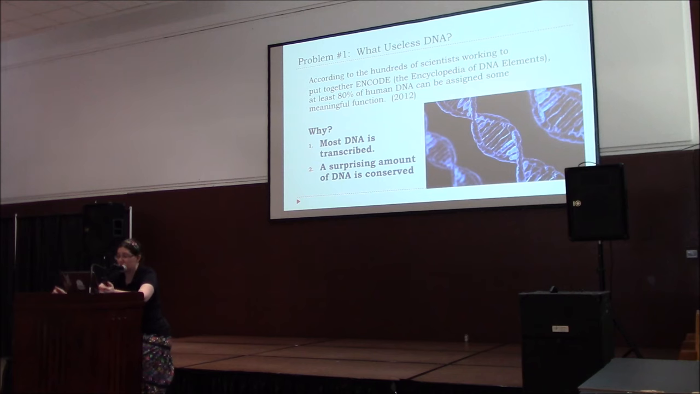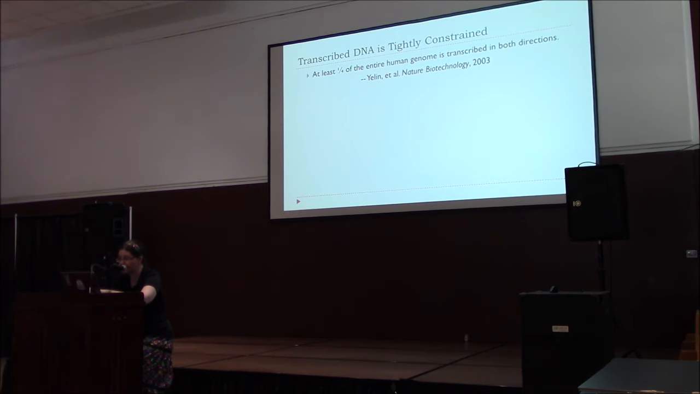And the other reason is that a surprising amount of DNA is conserved, and that means that it's the same across multiple different species. And when DNA is the same across multiple different species, an evolutionist will look at that and tell you that it's evidence of common ancestry, but they do that because it's evidence that that particular area is extremely functional, and I can't change it that much, because if I changed it that much, the organism would die. So these two things very much indicate that DNA is functional, but it doesn't stop there.